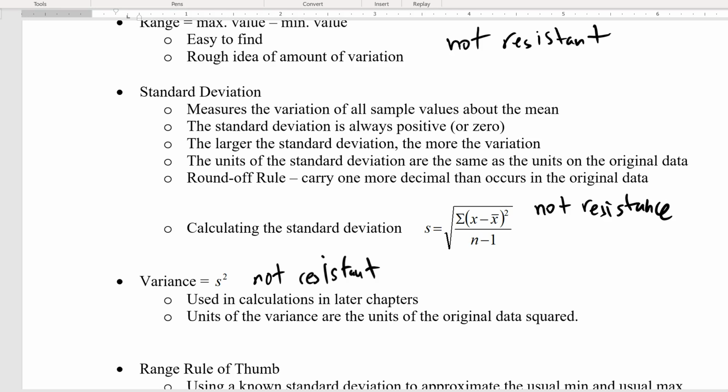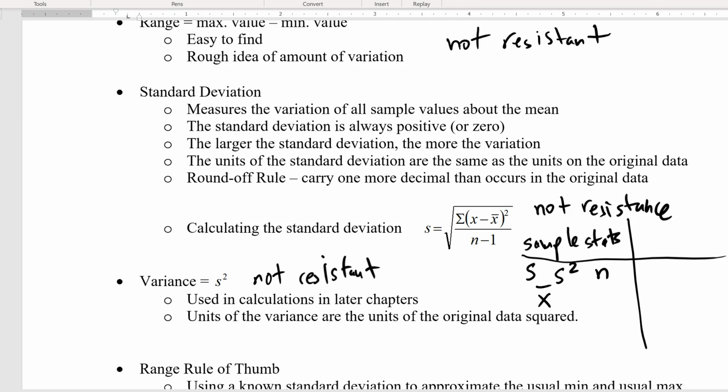So keep in mind also that we need to know some basic symbols. For our symbols, we already have s for standard deviation and s squared for variance, but keep in mind that those are the symbols for the sample statistics. Sample statistics would be things like standard deviation, variance, sample size, mean. All of those are sample statistics. They're from our sample.